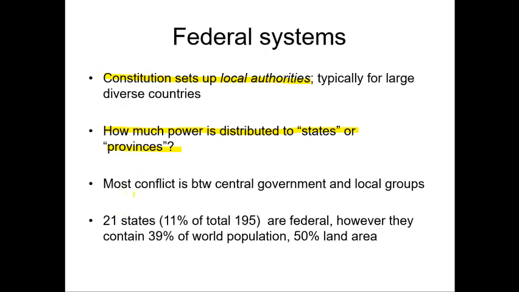And so what we have here is a lot of conflict in these federal systems that is not necessarily between states and central government. The states are given considerable power and considerable autonomy to run their state systems, but a lot more conflict between local groups who aren't satisfied with central government or federal government. Now we have 21 states in the world, which is 11% of the total, that are federal systems. However, they contain about 39% of the world's population and 50% of the land area. So therefore, again, federal systems are popular amongst large countries, both population and land.